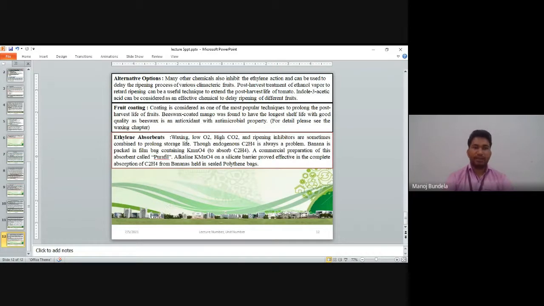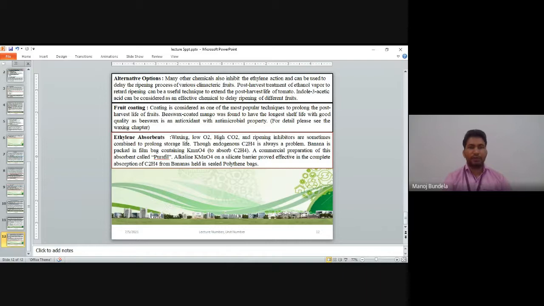Next is alternative options. Many other chemicals also inhibit ethylene action and can be used to delay the ripening process of various climacteric fruits. Post-harvest treatment with ethylene vapor to retard ripening can be a useful technique to extend the post-harvest shelf life of tomatoes. Indole acetic acid can be considered an effective chemical to delay the ripening of fruits.